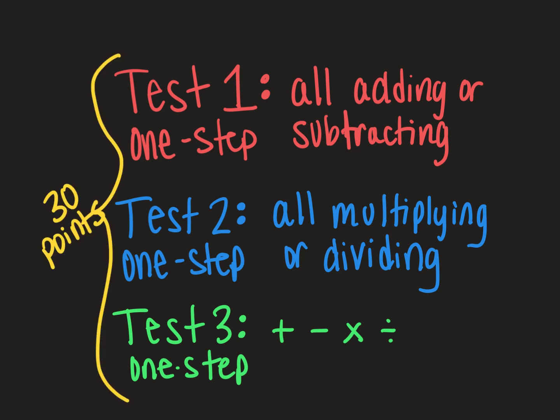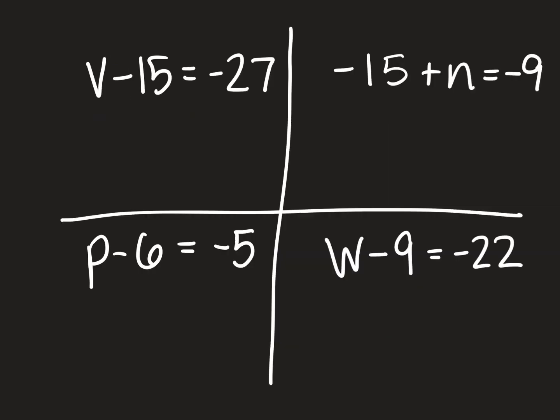So to review, your first 3 tests each have 10 questions for a total of 30 points, and all of those equations are one-step equations. This is where you want to make sure and pay attention to details so that you don't miss out on these easy 30 points. To prepare you for the first 3 tests on one-step equations, I'm going to go through some examples.